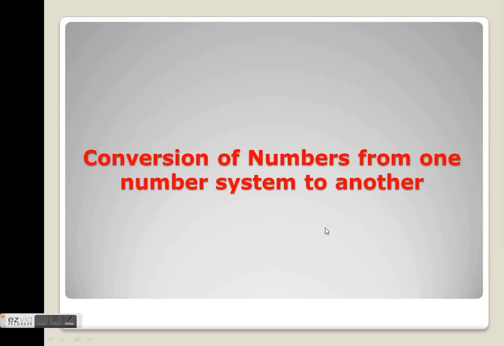Students, I think you have understood the basic concepts of number system. You have understood decimal number system, binary number system, octal number system, and hexadecimal number system. So let's now move on and try to understand how we can convert the number written in one number system into another number system.